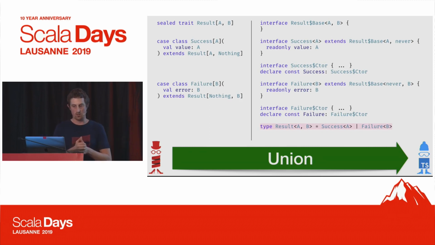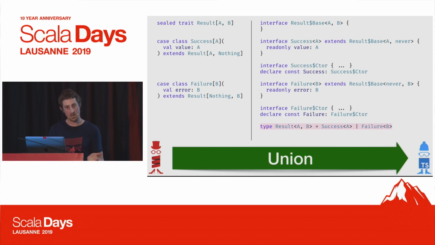We can create unions. So for a Scala type that's kind of like an either, a result, which can either be a success of A or a failure of B. In TypeScript, we generate two interfaces that share a common base. So success and failure, success of A, failure of B, never instead of nothing does the same thing. And then highlighted in pink is what turns it into a union.